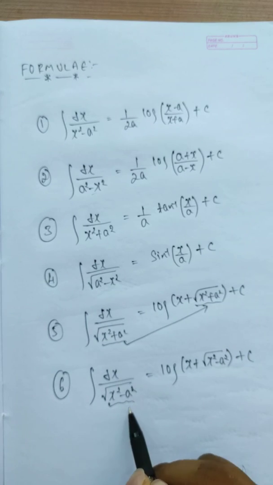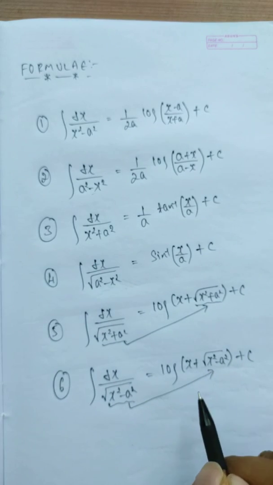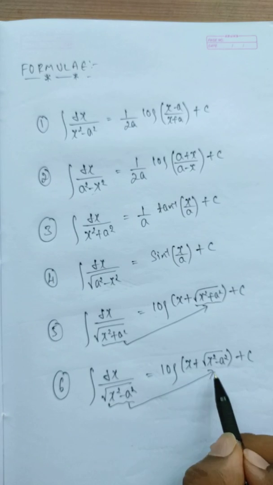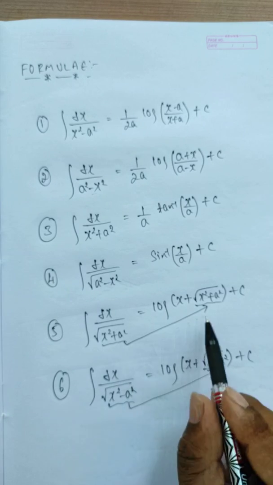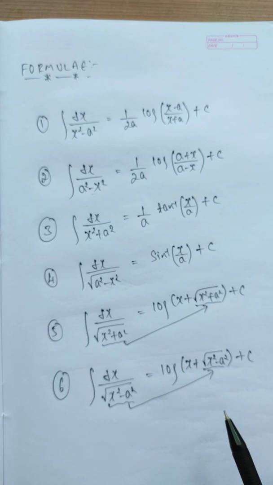Here, if there is root of x square minus a square in the denominator, the same term appears inside the log. Is it clear? So the denominator term is the same. These are the 6 standard forms we learnt in the last class. Once again I am repeating, all these 6 standard forms are very important.